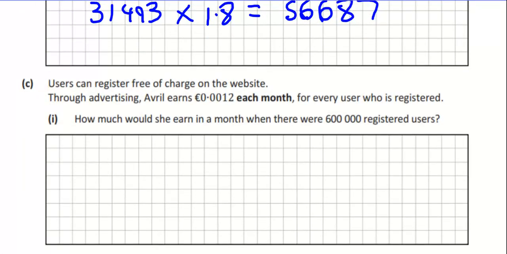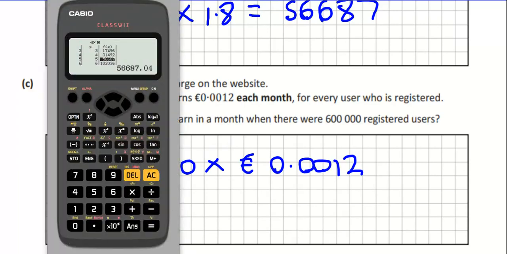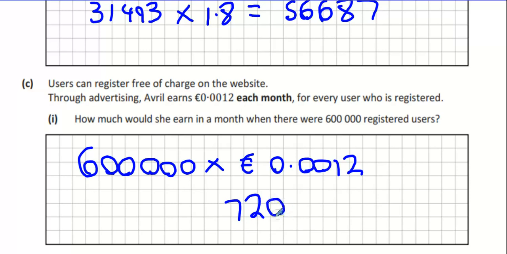Users can register for free on the website, although through advertising, Avril earns this much per month for every user who's registered. How much would she earn a month where there were 600,000 registered users? Man, that's an easy question, isn't it? What do you get? It's a handy question, that one. 720 quid. Not much for 600,000 users, is it? You okay with that? Okay.